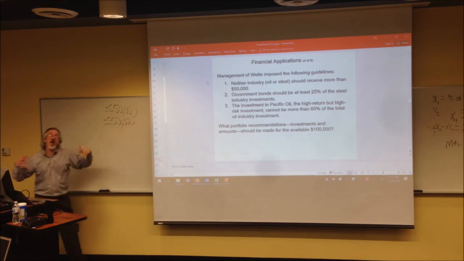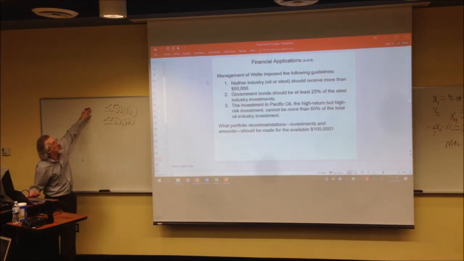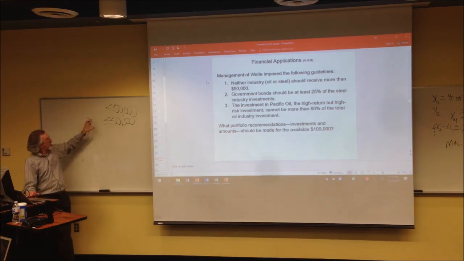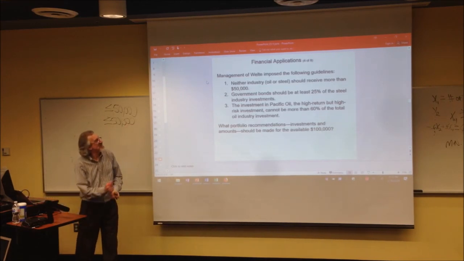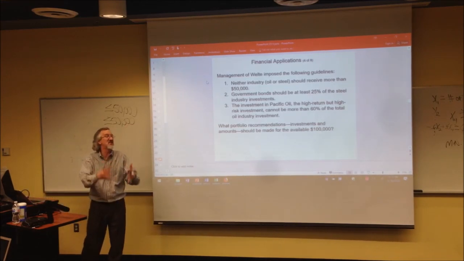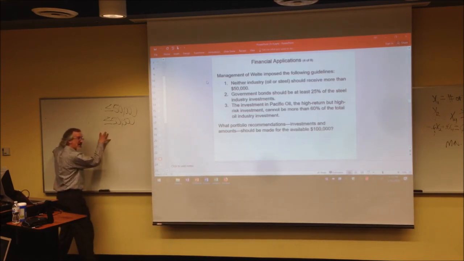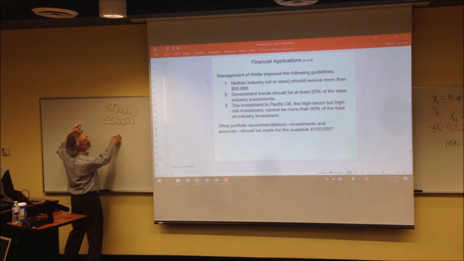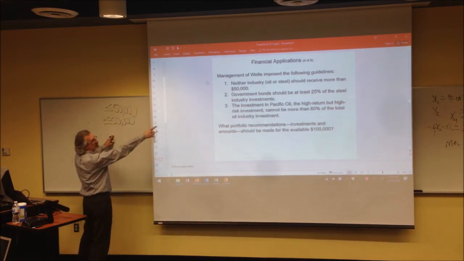When we finally figure out what the decisions are, what the variables are, this left-hand side is going to represent whatever's being invested in oil. This is going to represent whatever's being invested in steel. Now it says government bonds should be at least 25% of the steel industry investment. Whatever government bond is should be at least 0.25 times, and then in the parentheses, the steel industry.